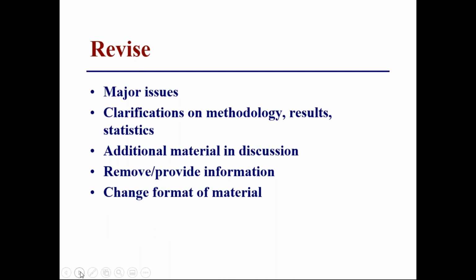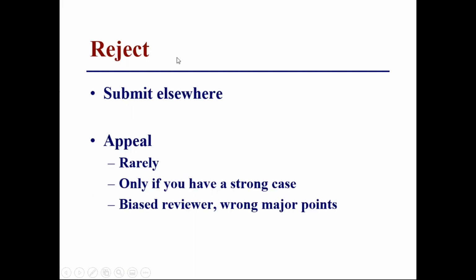The second thing is revise. Most papers would go into this category, reject and revise. The straight off acceptances are very, very few. So the revise could be major issues. There could be clarifications on methodology, clarification on your results. There could be clarification on the statistics that you used. There may be a desire or a request to add or remove material from the discussion. There may be an instruction to remove or provide additional information, or again change the format of the material.